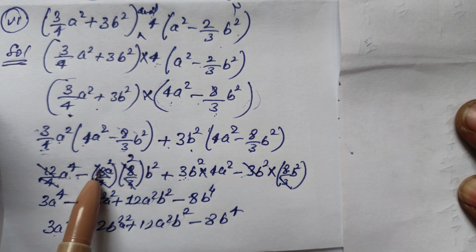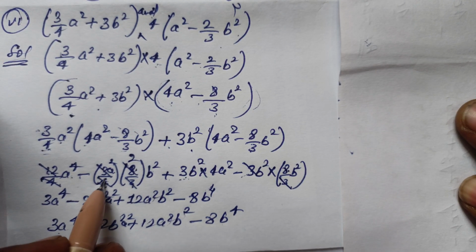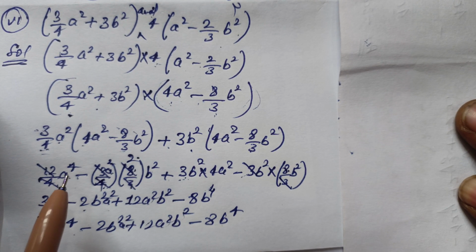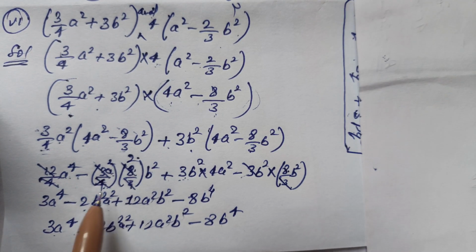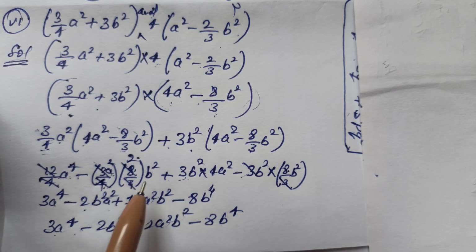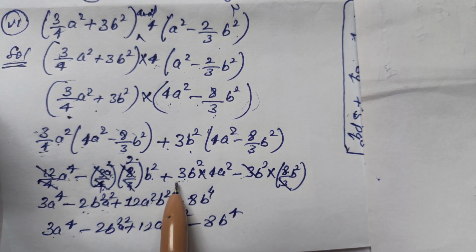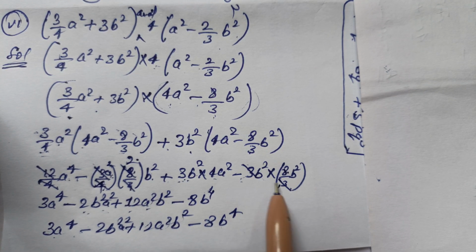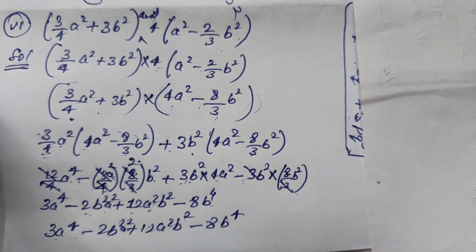So here 3 1s are 3, 4 1s are 4, 2 2s are 4, so a²b². So now 2b²a² remains, plus 3 4s are 12, a²b² remains, minus here 3 3 gets cancelled, 8 into b² into b² is 8 into b⁴.